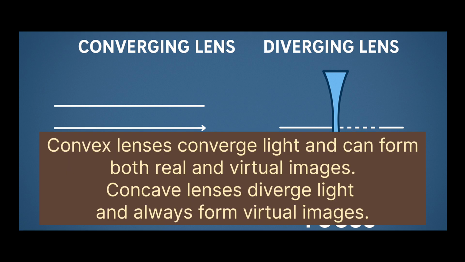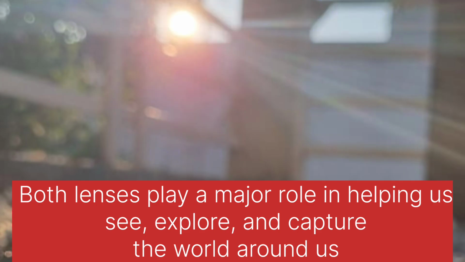Actually, convex lenses converge light and can form both real and virtual images, whereas concave lenses diverge light and always form virtual images. We can see this difference between the concave and convex lens. Both lenses play a major role in helping us see, explore and capture the world around us.